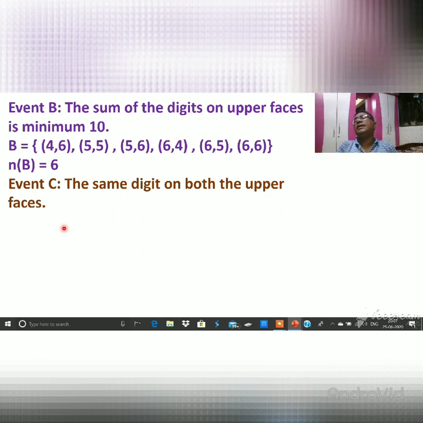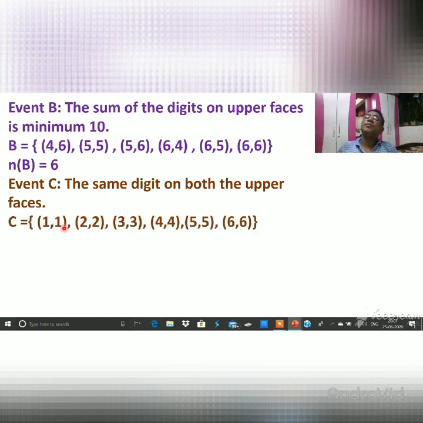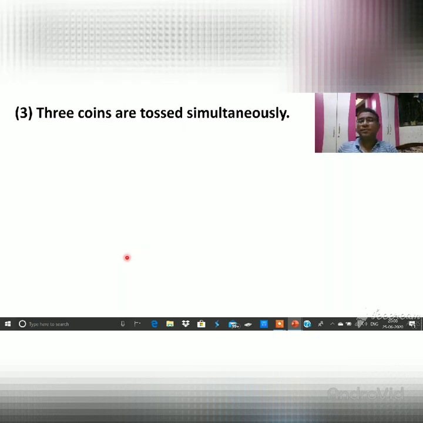So when you write that answer, you write it this way: 1 1, 2 2, 3 3, 4 4, 5 5, 6 6. Because there you are getting the same number on both. See, written this way: 1 1, 2 2, 3 3, 4 4, 5 5, 6 6. So the number of C is equal to 6, and that is written. In this way problem number 2 is completed.